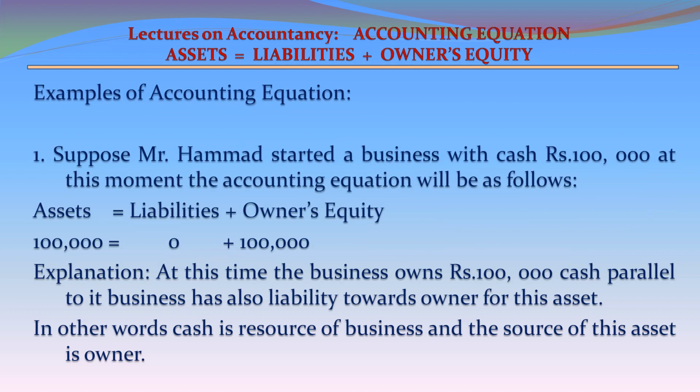Examples of the accounting equation. 1. Suppose Mr. Hamad started a business with cash 100,000. At this moment, the accounting equation will be as follows. Assets is equal to liabilities plus owner's equity: 100,000 is equal to 0 plus 100,000. Explanation: at this time, the business owns 100,000 cash. Parallel to this, the business also has a liability towards the owner for this asset. In other words, cash is a resource of the business and the source of this asset is the owner.